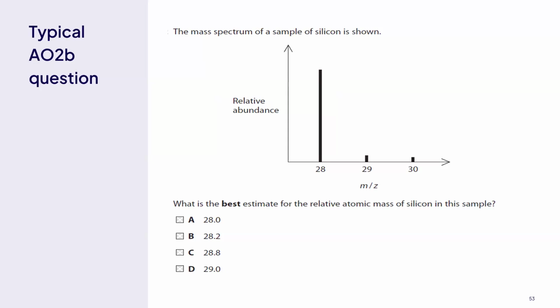AO2B, here's a typical AO2B in a multiple choice question. The reason why this is AO2B and not AO2A is that there's no scale given for the relative abundance, and therefore they have to make judgments as to the value of those heights in order to get an estimate for the relative atomic mass of silicon. So that falls into the category of AO2B. They have to analyze the data that's presented to them and use that data to reach a conclusion.